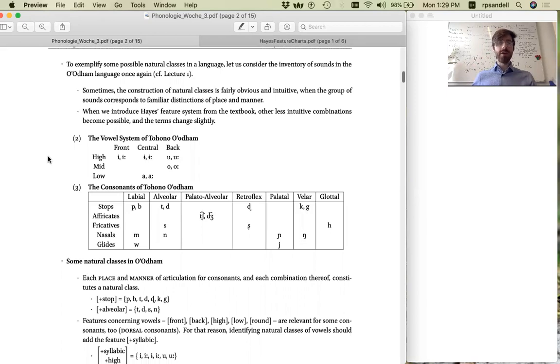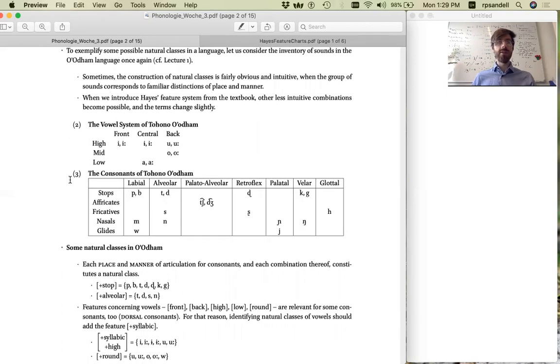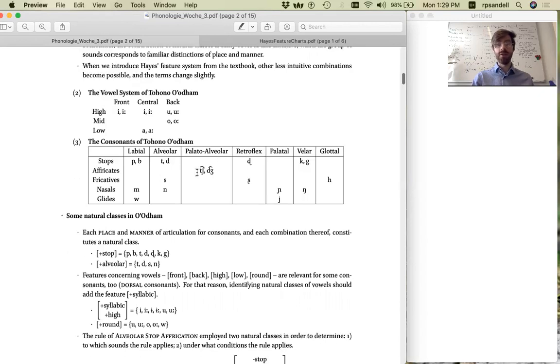All right, first in examples 2 and 3, I reproduce the system of vowels and system of consonants in O'odham. And remember that the sounds given here reflect the phones of the language, not the phonemes of the language. As you recall, we had discovered in lecture 1 that the palato-alveolar affricates are allophones of the same phonemes as the alveolar stops. So let's consider some possible natural classes that we could make out of these sounds.